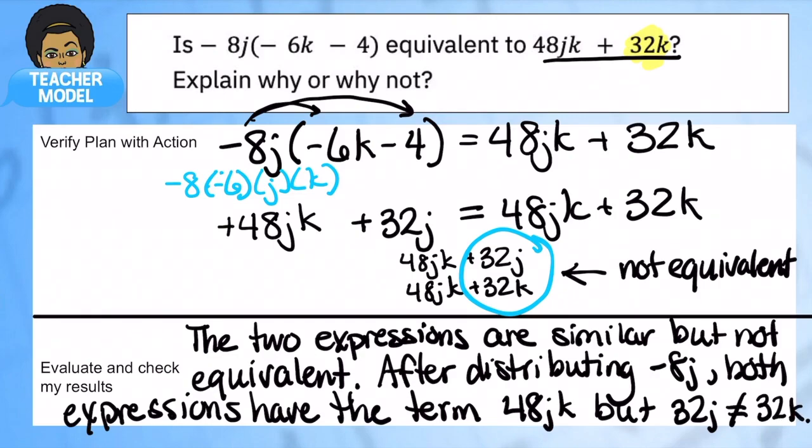All right, so I'm going to hit pause there so you can actually jot this down into your notes. If I had a little bit more room, I would explain that same reasoning I gave, that although the coefficient is the same, the 32 is the same, j and k have different values. Therefore, these expressions cannot be the same.